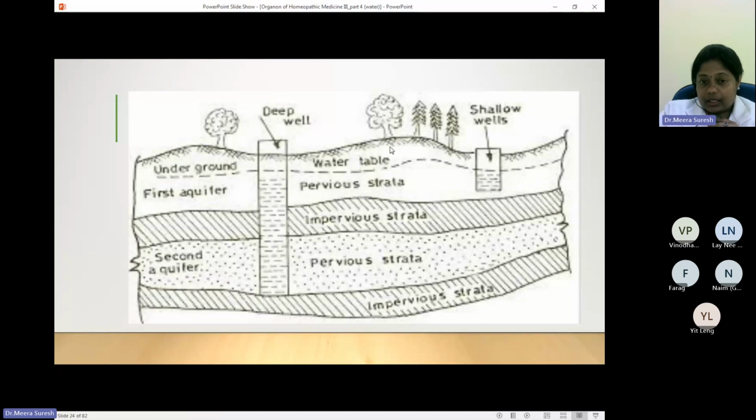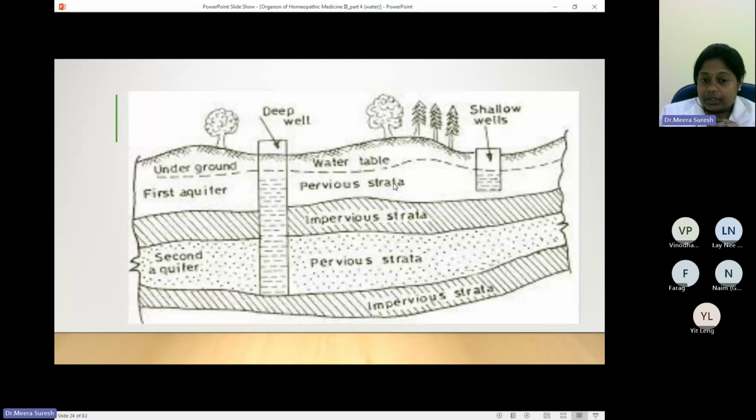Now this is under the ground. What are the different layers? The earth strata. Just under we have a water table and then a pervious strata. Now just remember your geography classes when we learned about the earth crust. We know that the earth has different layers. Sand will be there, then there may be clay, then some limestones, gravel, rock, all these layers.